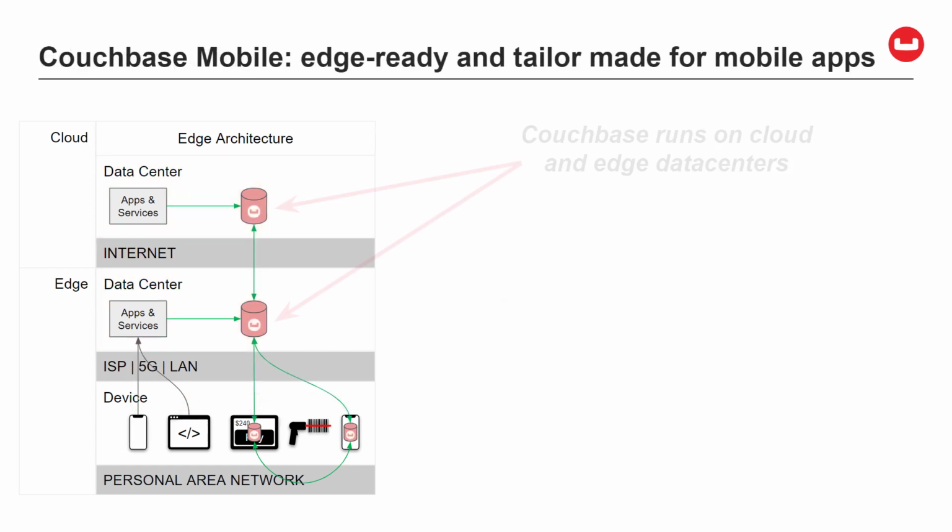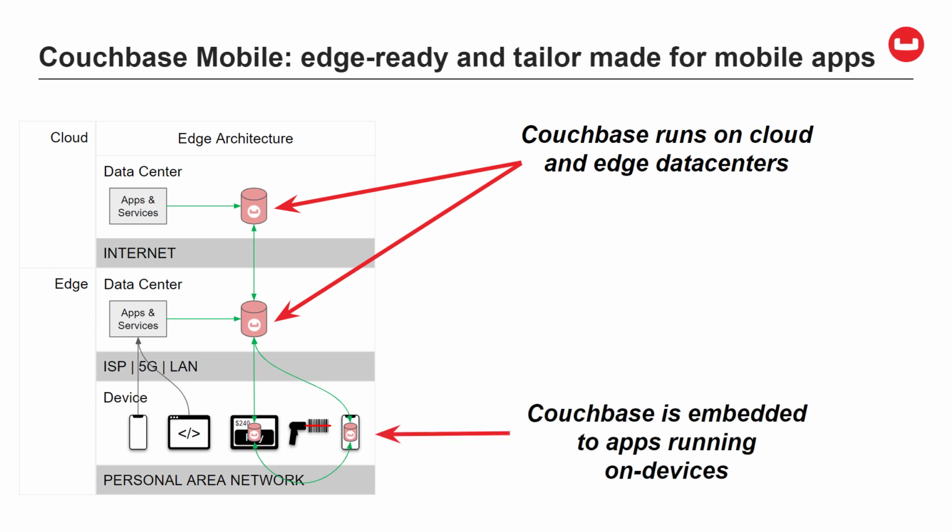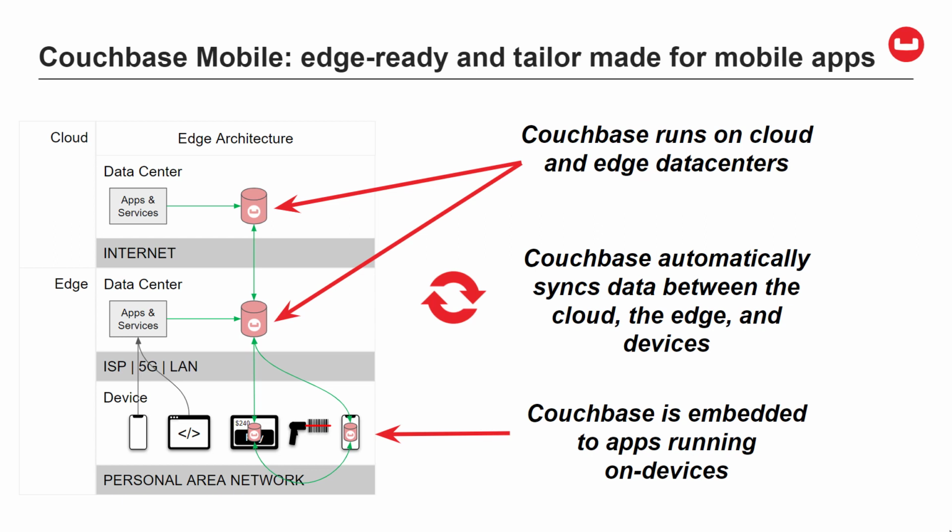Couchbase Mobile runs in the cloud, at the edge, and on devices, allowing you to store and process data closer to the point of interaction, which makes apps faster and more reliable by removing internet dependencies. And it can automatically synchronize data between the layers for consistency, which is critical in a decentralized environment. Through these unique capabilities, Couchbase Mobile is able to provide the highest possible guarantees of speed and availability for mobile and IoT applications.